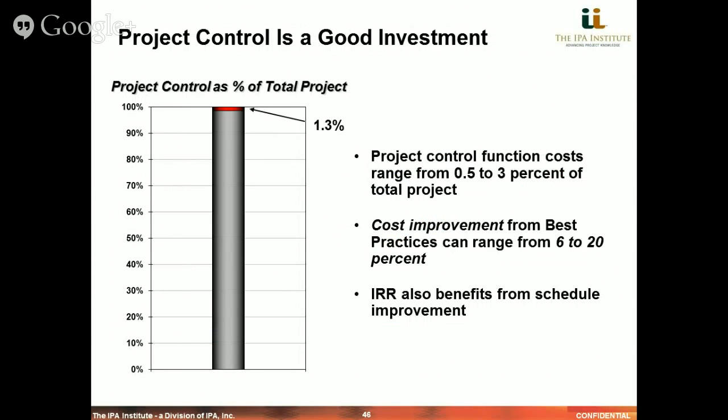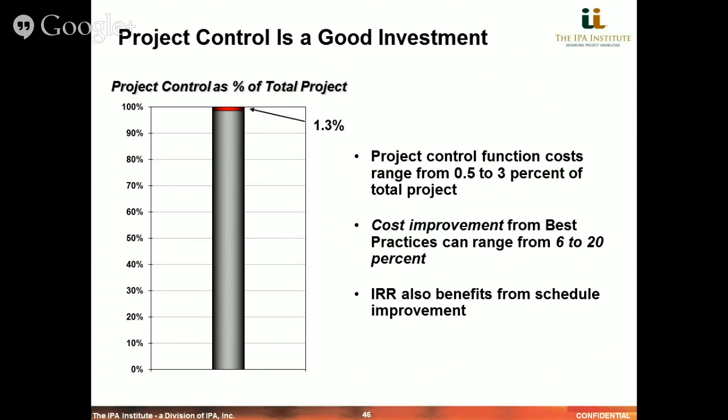So in wrapping this up, project controls is a good investment when we look at the data across the industry. As part of our cost collection process and our cost estimate evaluation, we collect information about the amount of money invested in the project control function. Now, there's a wide range in that estimate. It can range from as little as 0.5% to as much as 3% of the total project cost, depending on the accounting structure and how those monies are allocated.